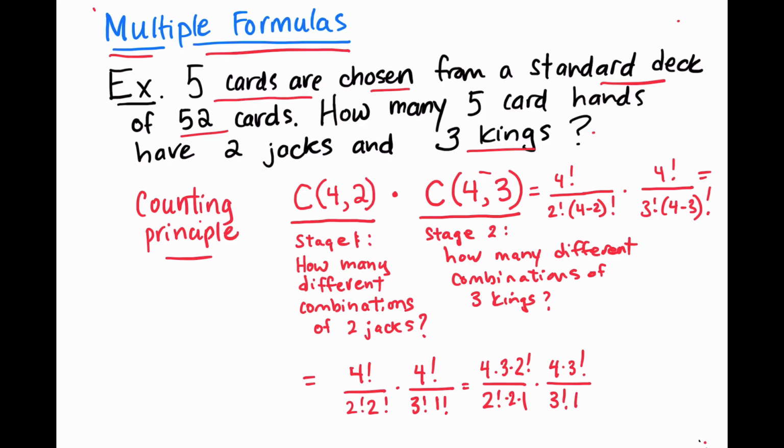So I'm going to cancel these, and I'm going to cancel these, and that's going to leave me with 4 times 3 times 4 over, there's just a 2 left in the denominator. So the final answer is 24. So there are 24 different 5-card hands that have 2 jacks and 3 kings.